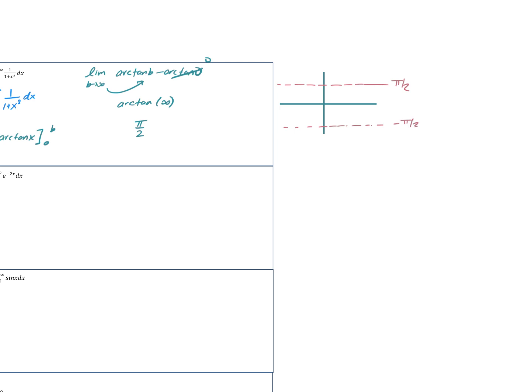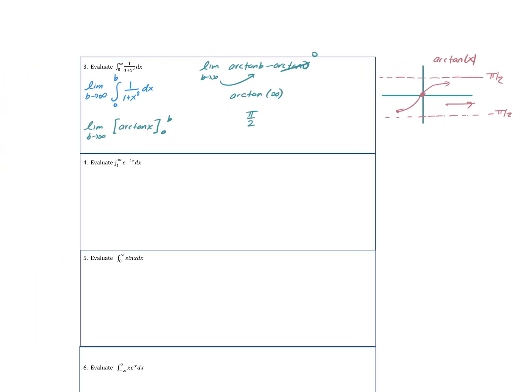Minus pi over 2 on the bottom. Looks like that. So this is arctan of x. You must know that graph. So arctan of infinity: as I go to infinity, it's bounded on the top by pi over 2.